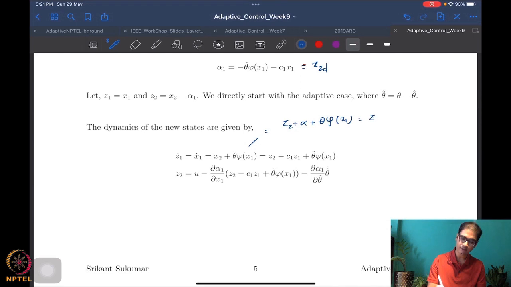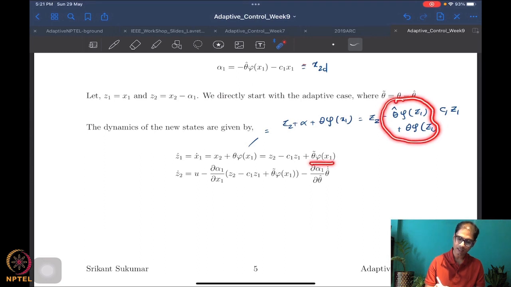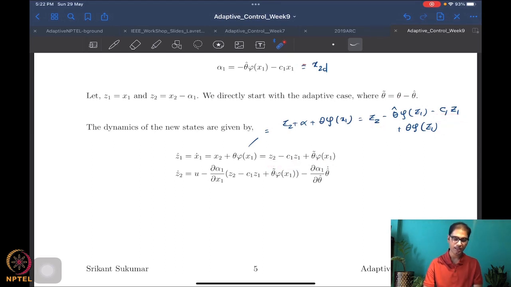And I'm going to replace alpha as minus theta cap phi X1 minus C1 X1, which is the same as Z1. Then I have plus theta phi Z1, right? Now these two of course combine to give me theta tilde phi X1 or Z1, it doesn't matter. Then I have a minus C1 Z1 and a Z2 here, okay? That's it.